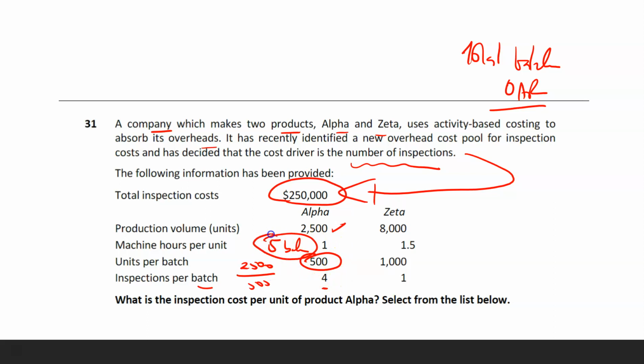And if you have 5 batches in total and you're having 4 inspections per batch, then you must be having a total for Alpha of 20 inspections.